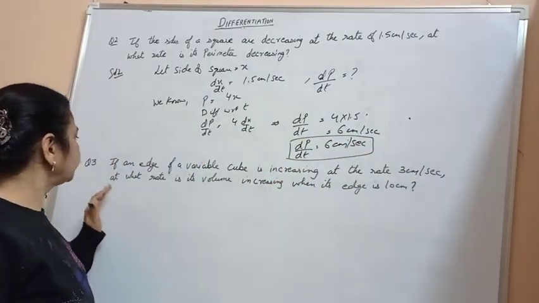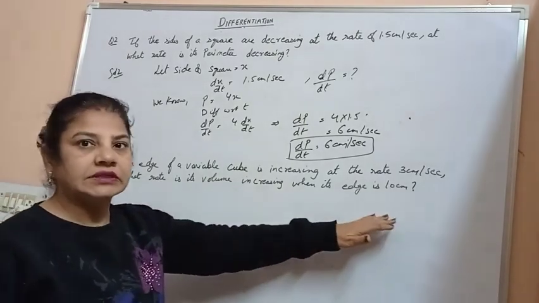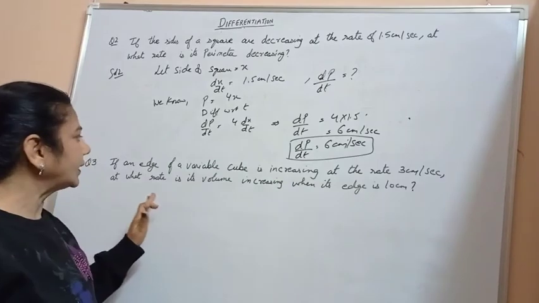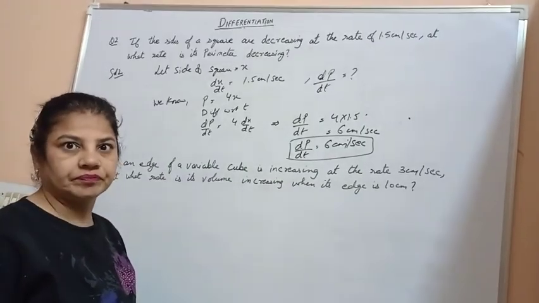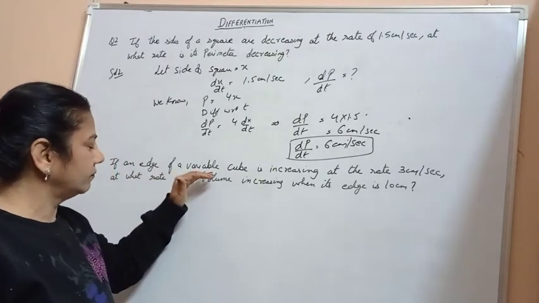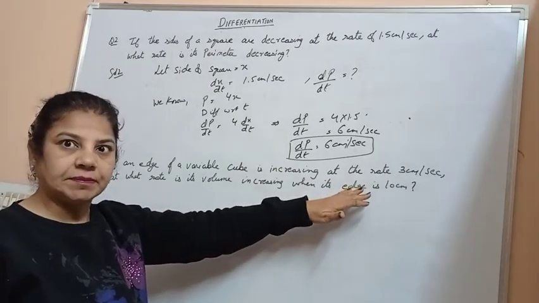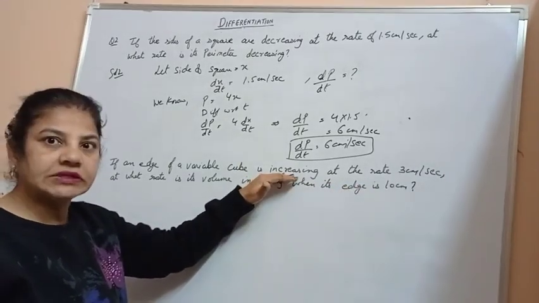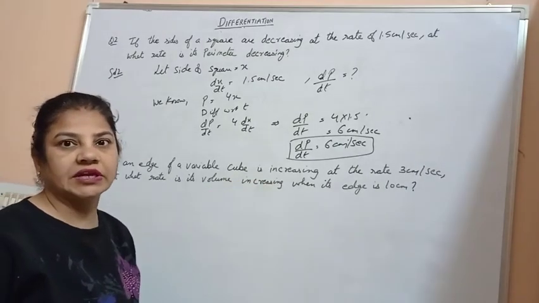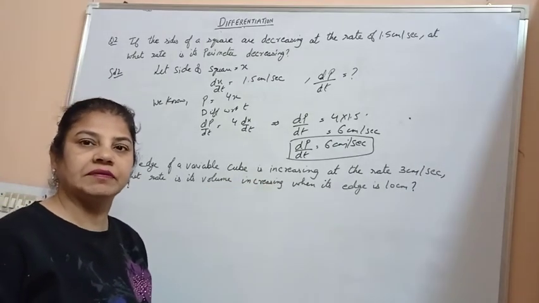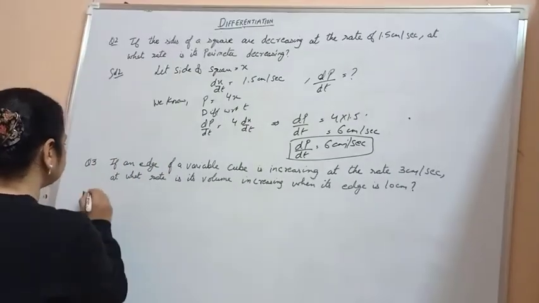The next question: if an edge of a variable cube is increasing at the rate of 3 centimeter per second, at what rate does its volume increase when the edge is 10 centimeter? As the variable cube is increasing and the volume is also increasing, both are increasing. Therefore, the sign of the first derivative is positive. This is sure. So we write what information we are having.